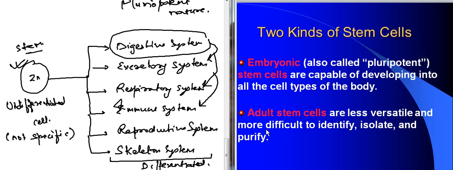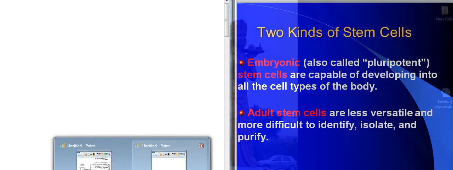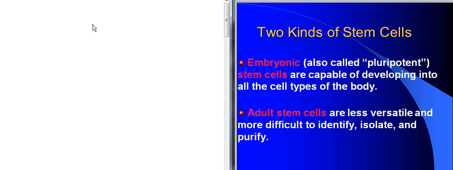So these are your embryonic stem cells. That means the stem cells which are extracted from the embryo. They are unspecified tissues. They are not doing any particular type of cell work. Okay, now we will see what adult stem cells are.